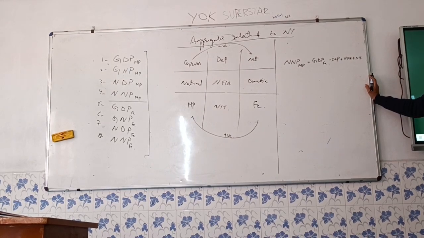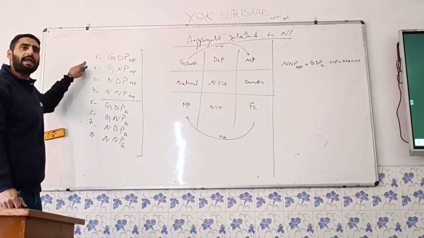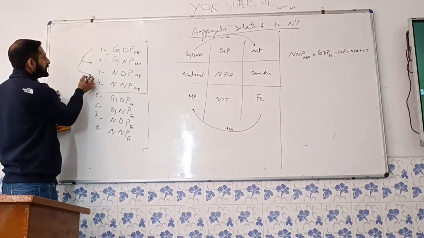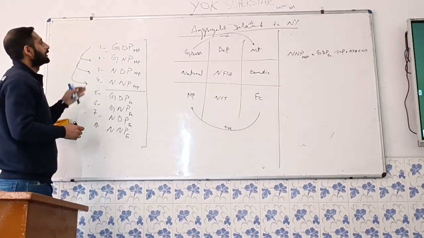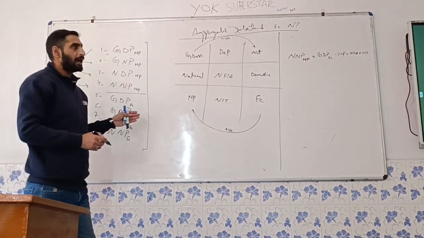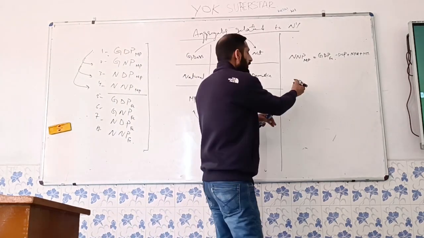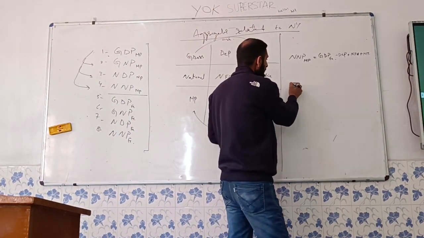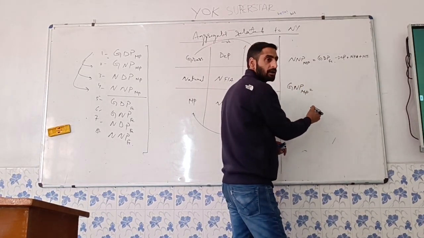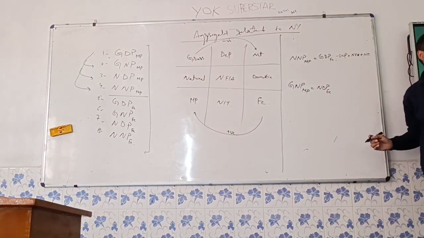So we can reach from any one of these aggregates to any of the other. That means I can work it out GDP with GNP, GDP with NDP, GDP with NNP, at market price and at factor cost both. If you want, I'll complete one more equation for you. Name any equation, name any aggregate. GNP at market price, NDP at factor cost. Now let us complete it together.